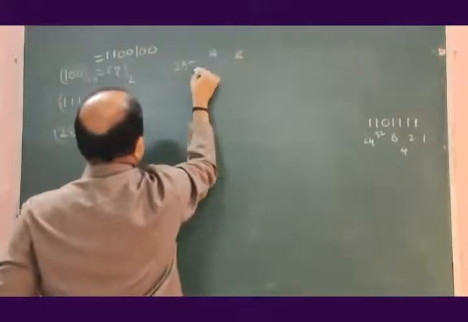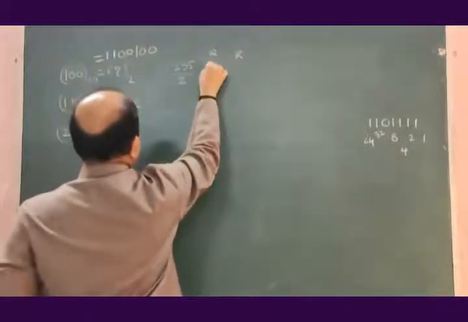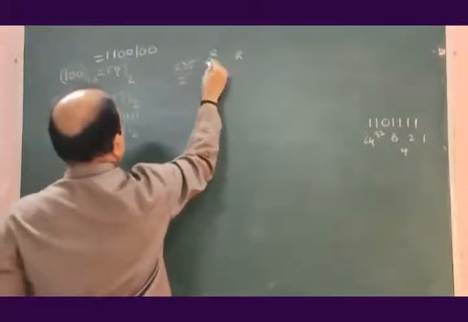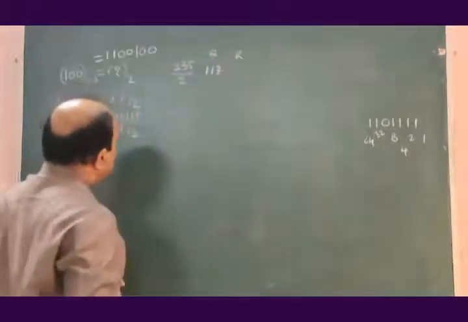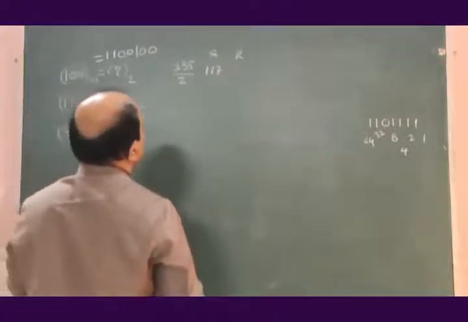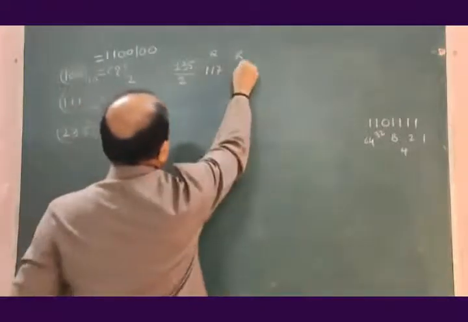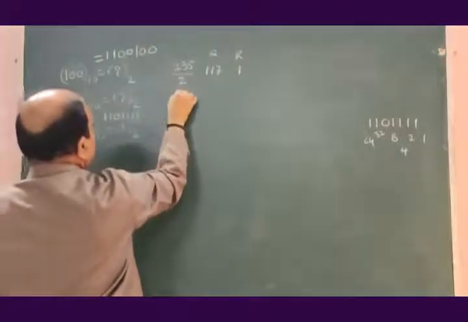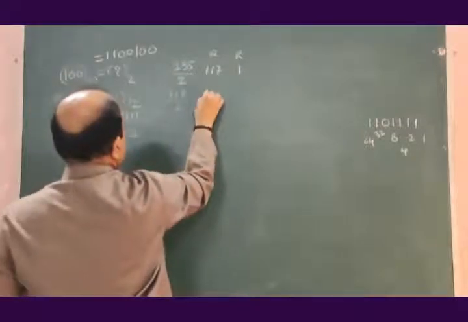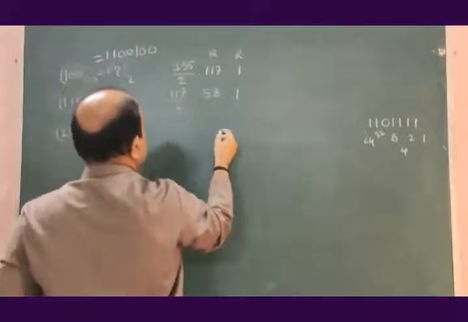Quotient, remainder, divided by 2. 2 ones are 2. 2 sevens are 14. 2 1 is 1, 2 1 is 1, correct. Remember, 117 divided by 2: 5s are 10, 1 is left, 2 8s are 16, remainder 1.